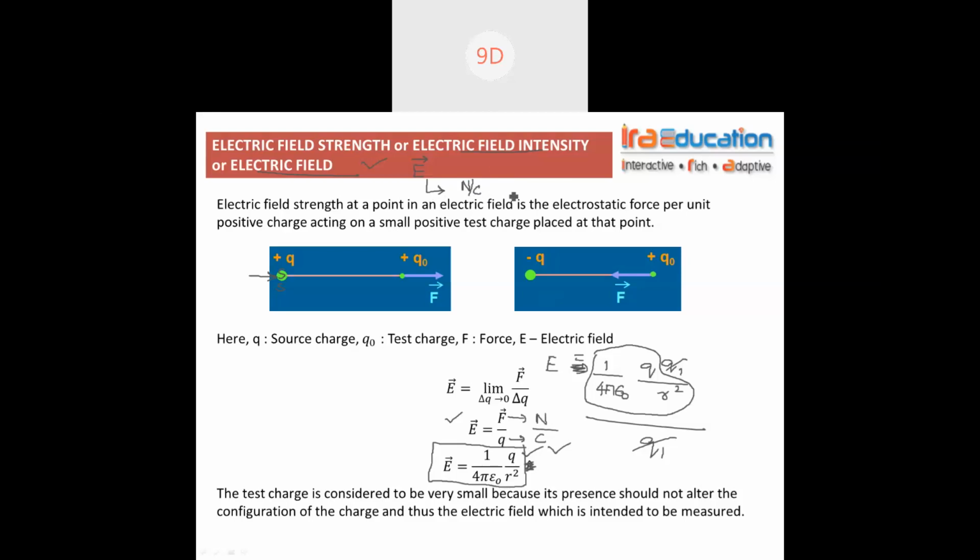Newton per coulomb. Homework is you have to figure out the dimensional formula for electric field intensity or electric field strength or electric field. All are the same thing. Just to confuse you, he'll ask in different ways.